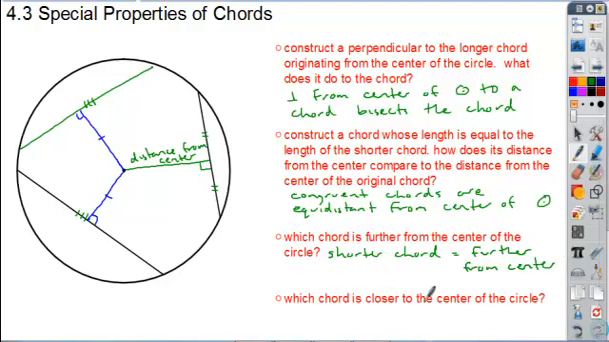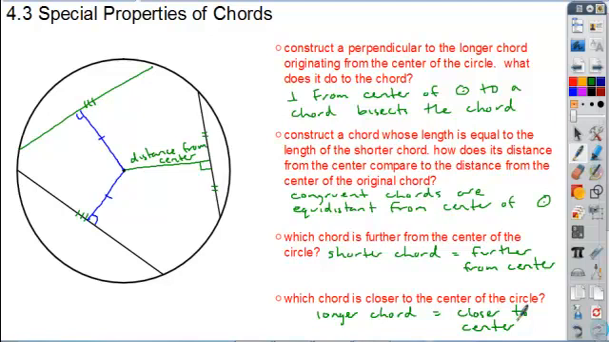And then longer chords are going to be closer to the center. Now, that should make sense, right? What is the longest chord you can have in a circle? The diameter, and how close to the center is the diameter? It contains it, right? It's on that. So a distance of 0 is the longest chord you can have. So again, that should be pretty intuitive. The longer the chord is, the closer it is to the center of the circle.